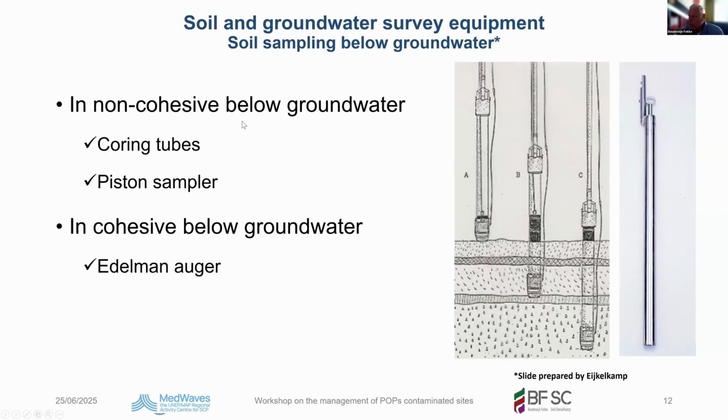Sampling of non-cohesive soil or sediments below groundwater. You have different types of coring tubes and pistons. This is a piston. Here is the outer tube, and inside you have the piston, and here's the ring, and you bring your piston to the top of the layer you want to sample.